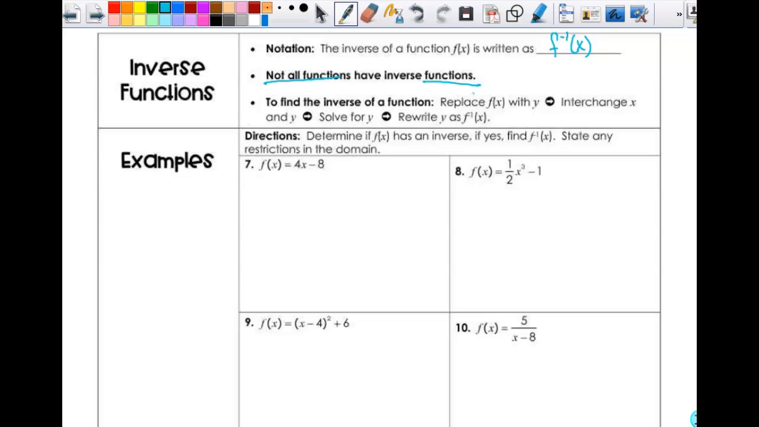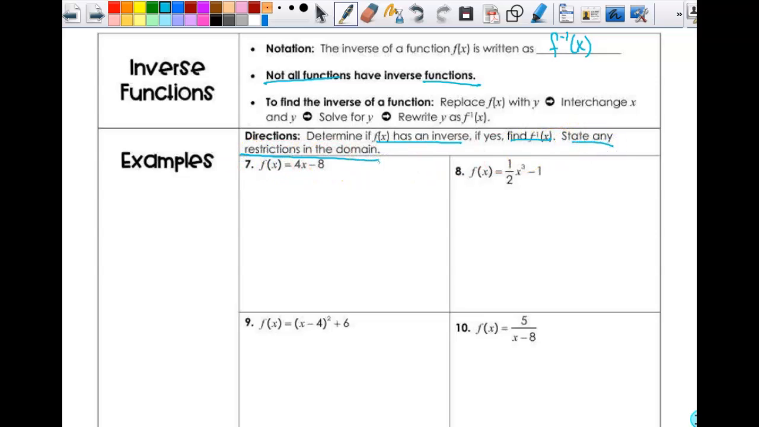So here are the steps. We replace f of x with y, so we have x and y. You switch x and y, solve for y. Rewrite as the inverse. So this says to determine if it has an inverse. If yes, find f inverse and state any restrictions on the domain.